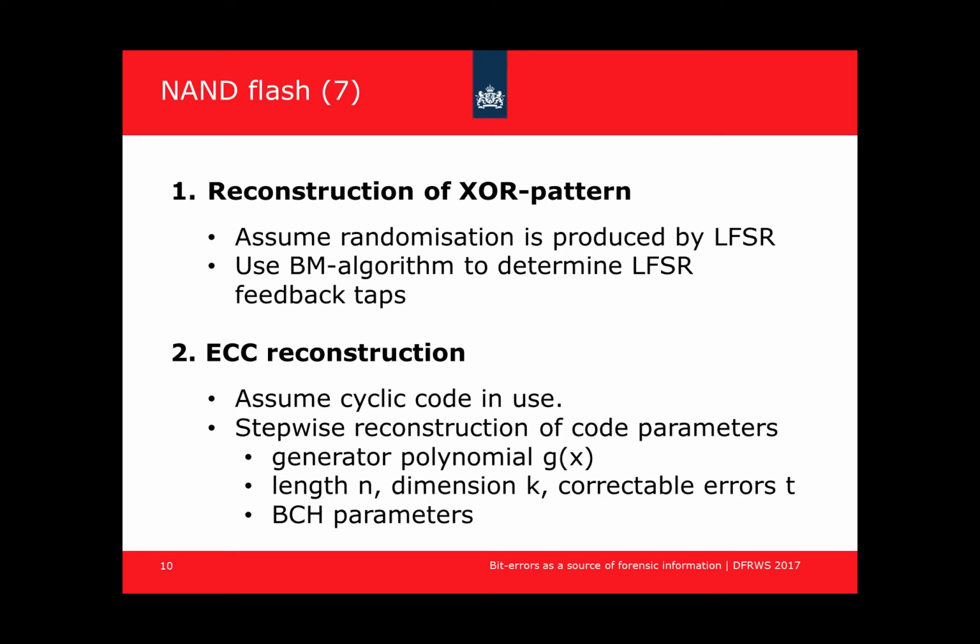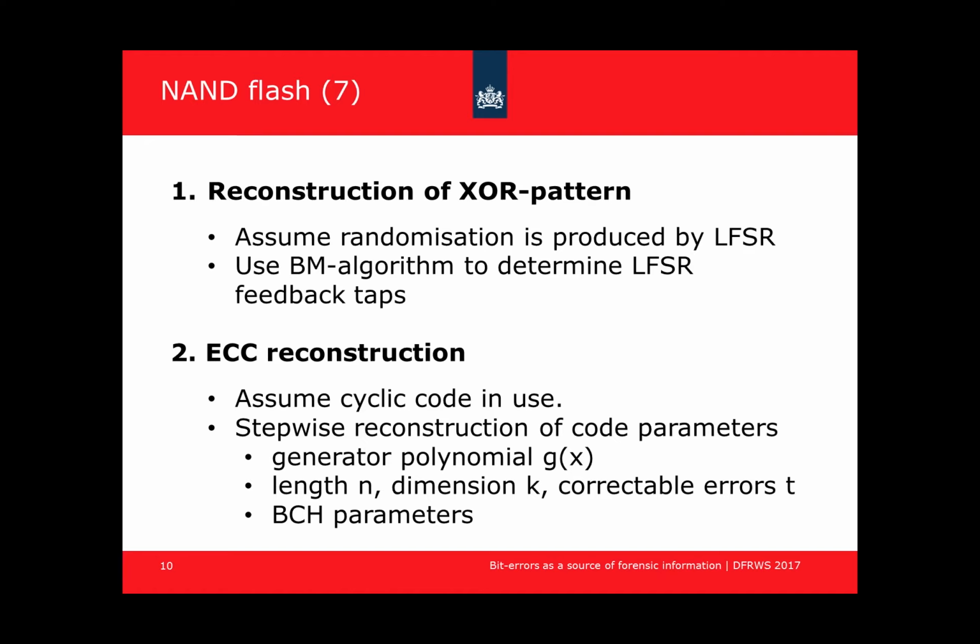For the reconstruction of the ECC, the main problem is that if you want to recover code parameters, you have to get access to a number of code words of which you are certain they don't contain any errors. If you only have a raw dump to work on, you can never be sure which of the data you get from the NAND flash is without errors.